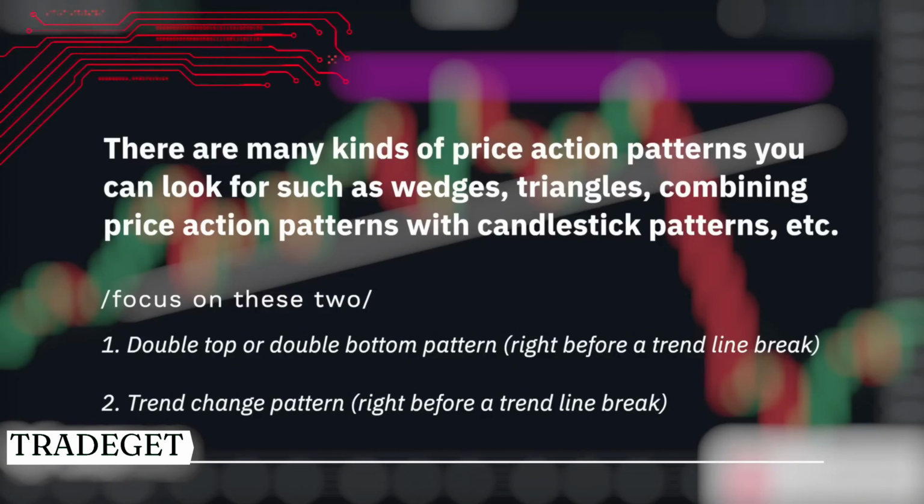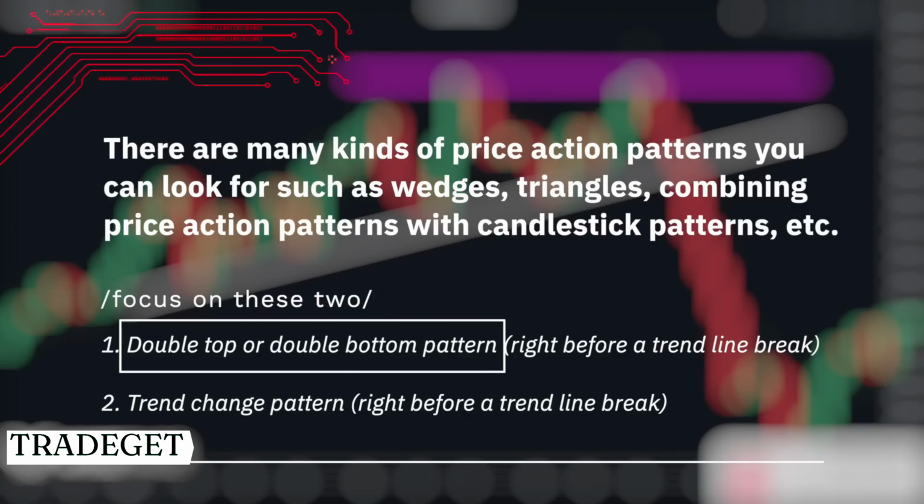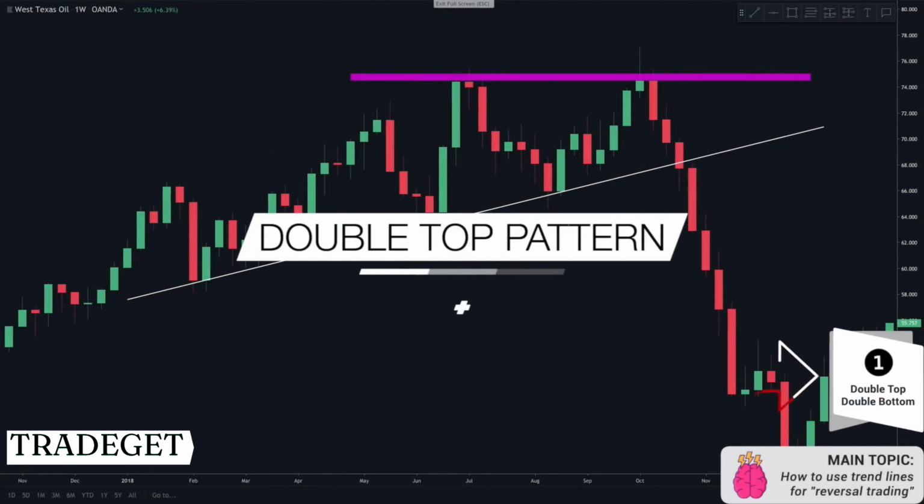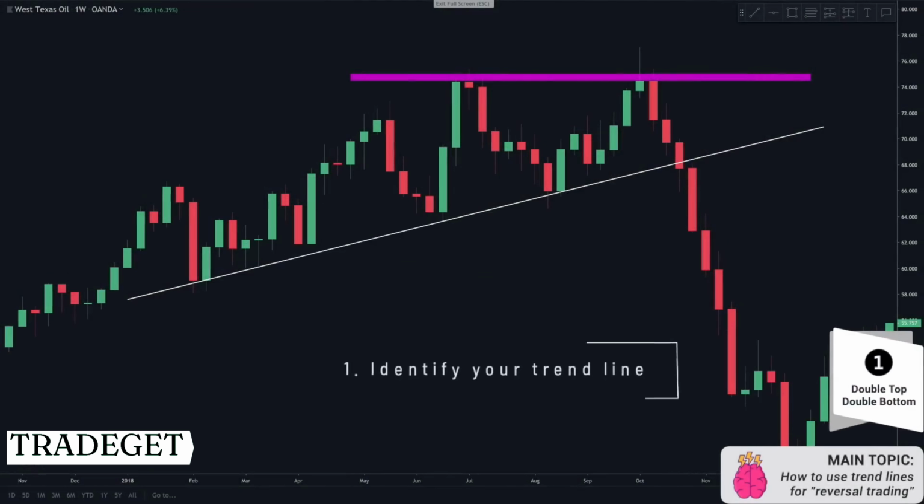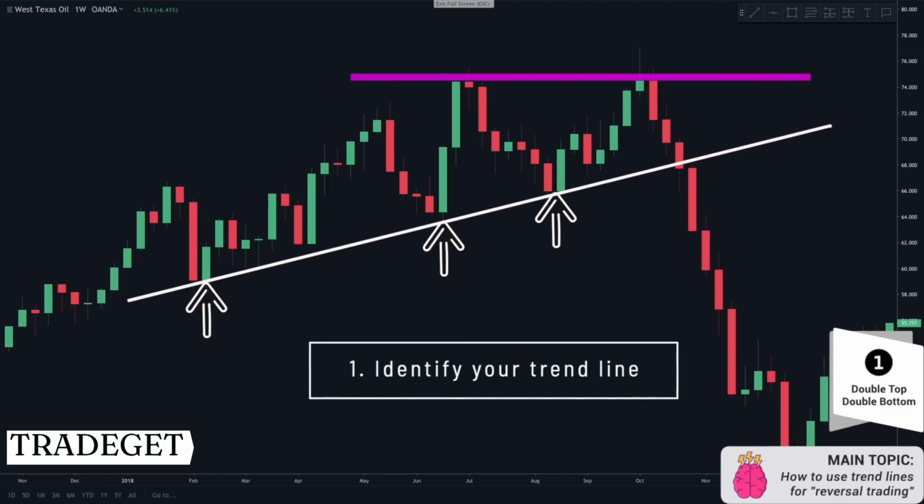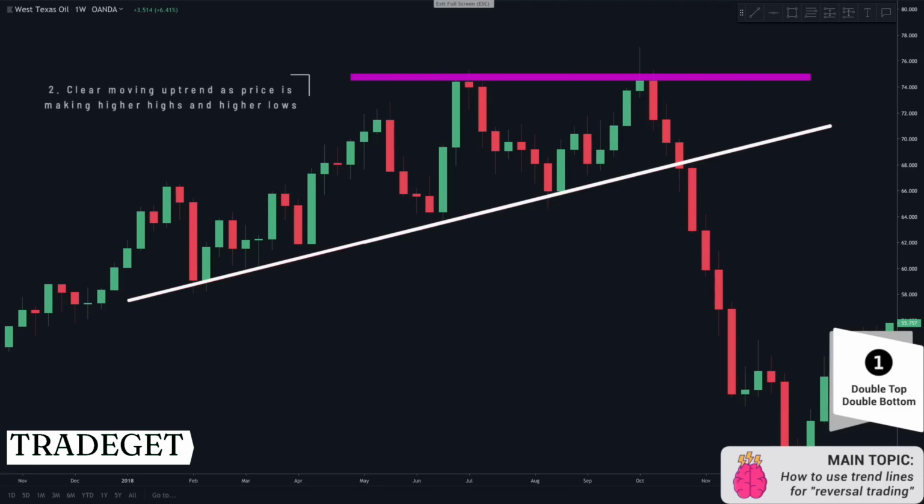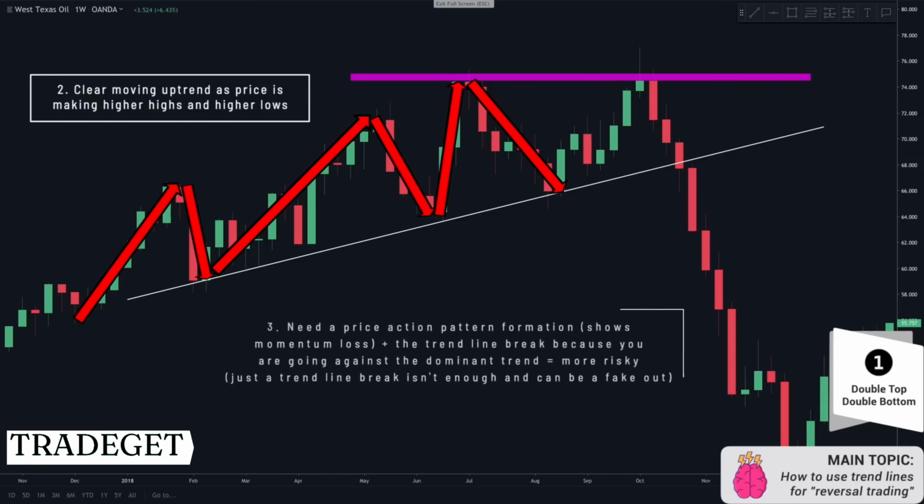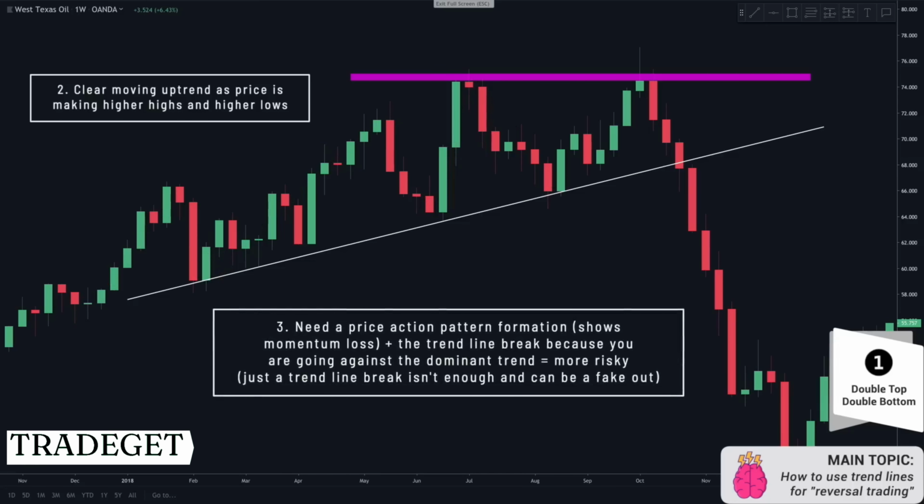But for now, focus on these 2, the double top or double bottom price action pattern and the trend change price action pattern. So let's start with the first, which is the double top or double bottom right before a trendline break. You first identify your trend line through these points here. Now, this is a clear moving uptrend. And the reason you want to identify a reversal price action pattern right before a trendline break is because you are going against the dominant uptrend.